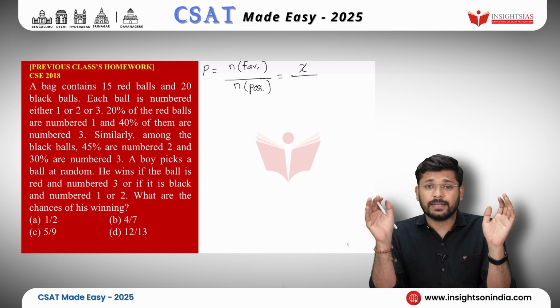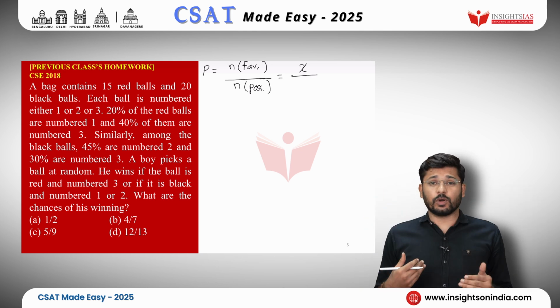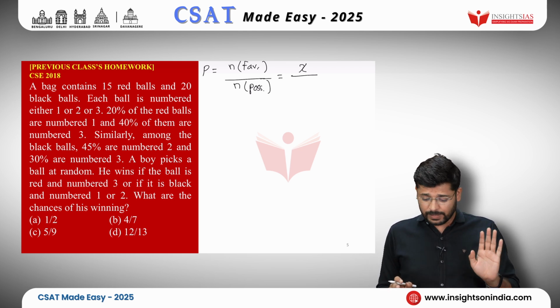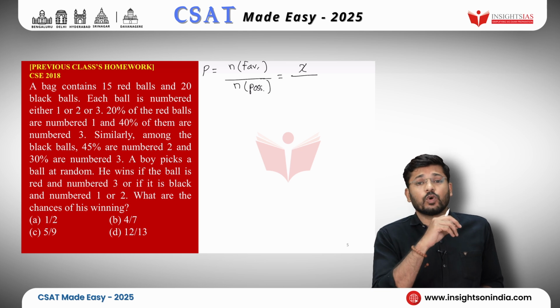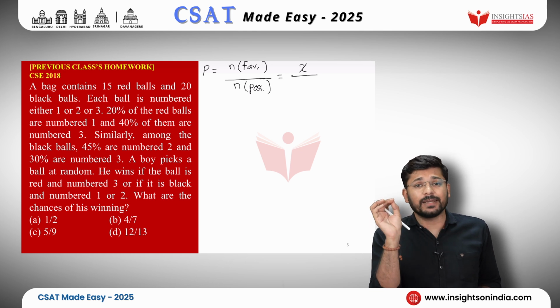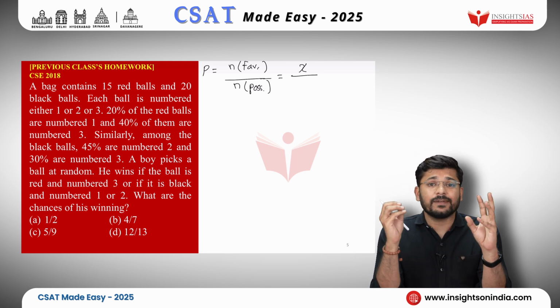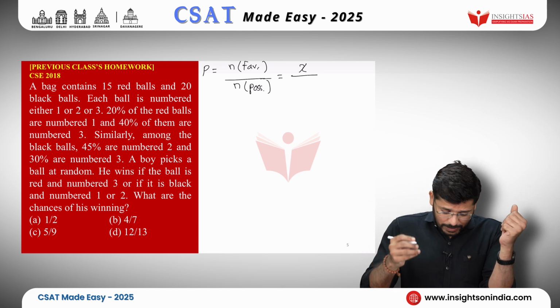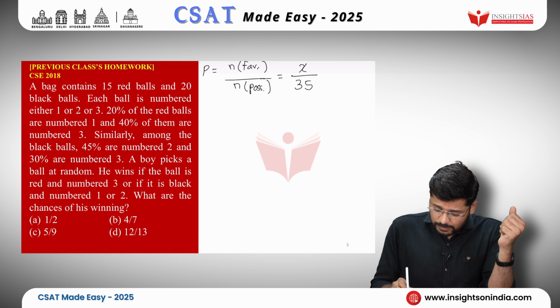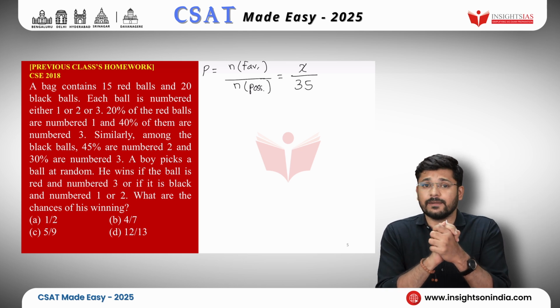So number of favorable possibilities, let's take it as x. It can be anything. Let's say we did not know how to calculate it. We will leave it. Okay, let it be x. What is the total number of possibilities? That will remain 35, right? Because there are total 35 balls in the bag, 15 red and 20 black. So the denominator will always be 35.